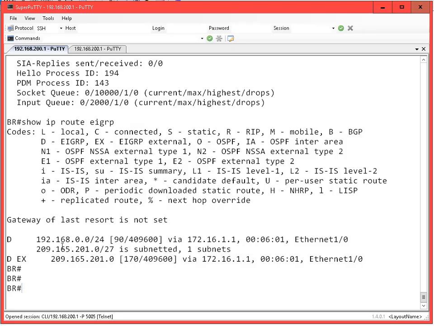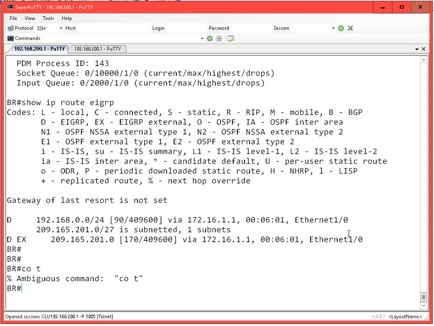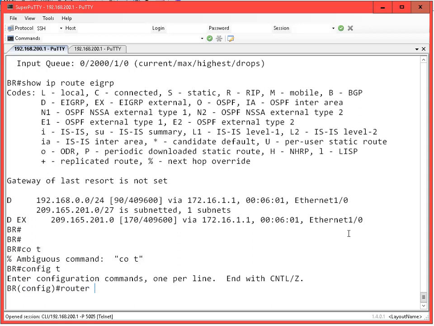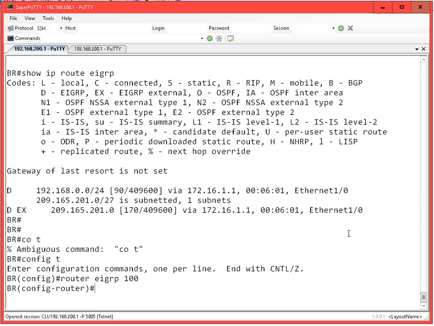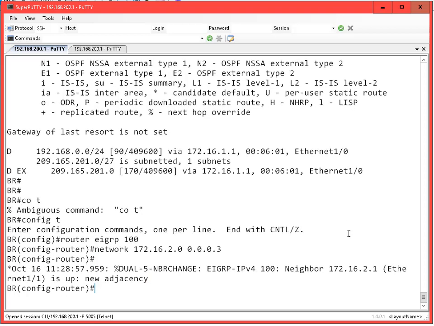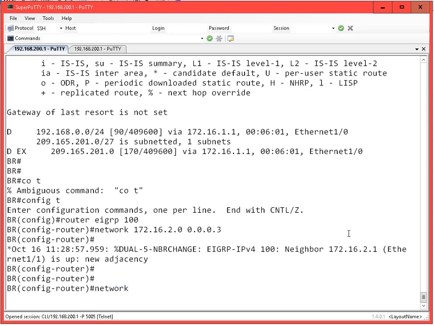Config T. And let's do network 172.16.2.0 with wildcard mask 0.0.0.3, and we should get an adjacency there. And then network 172.16.3.0. Actually, you know what I want to do?